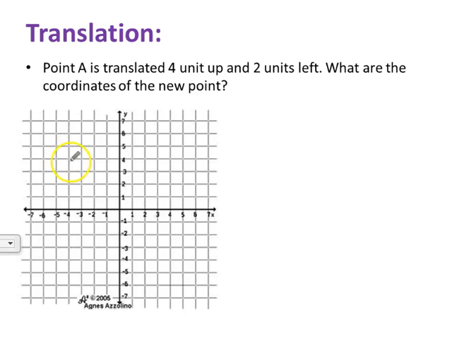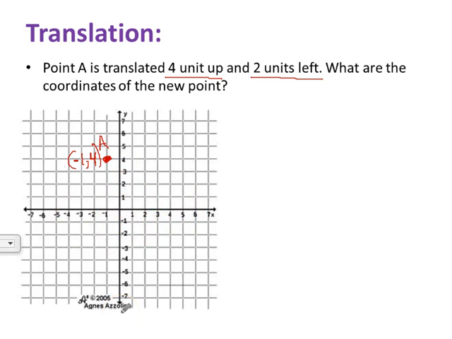translations. So I'm going to plot point A right here, and it's got coordinates of -1, 4. So my coordinate is -1, 4. And I'm going to translate that point 4 units up and 2 units left. And we want to find the coordinates of the new point.